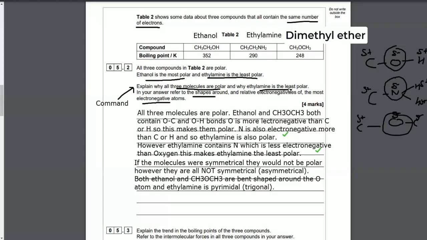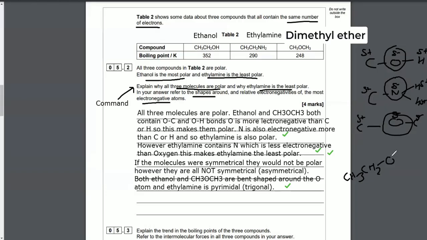We've talked about the relative electronegativities, and we've also talked about the shapes. So there we go. Now, just for those of you that are wondering how I knew the shapes were bent, if you think of ethanol, ethanol has this shape, CH3, CH2.